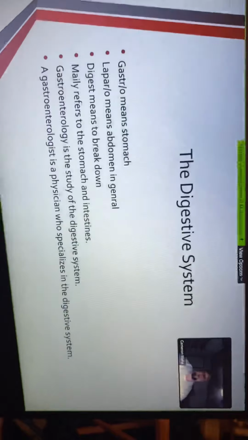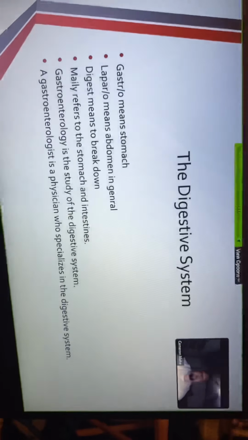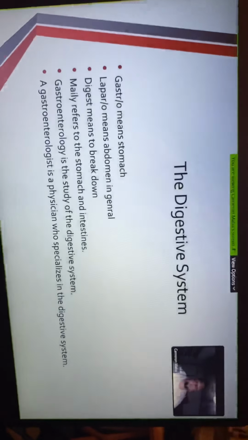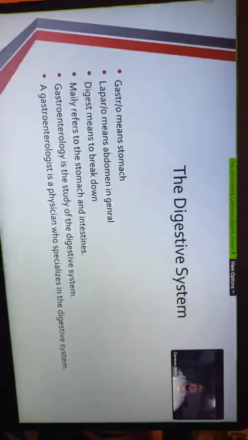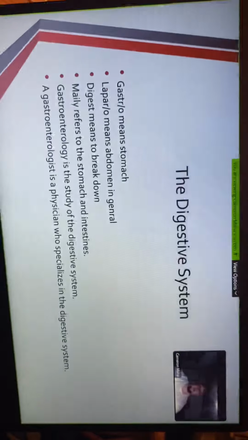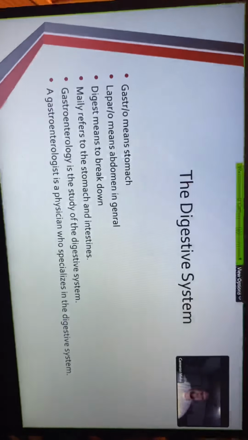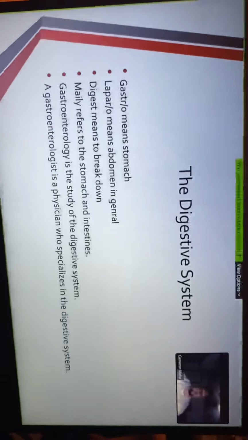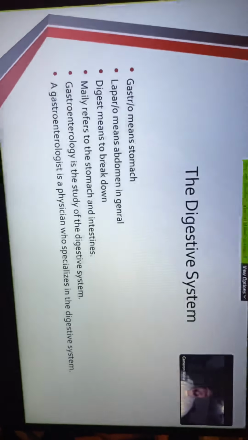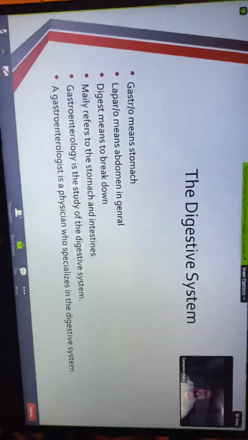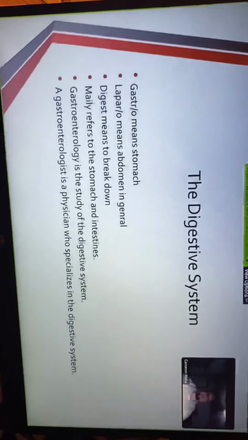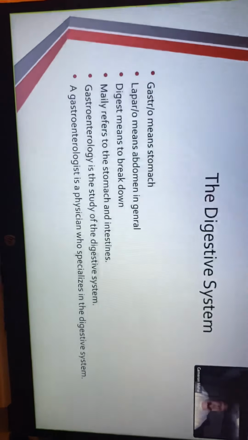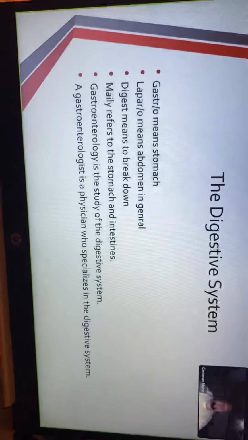So next, we're going to talk about some important information that we need to know about the digestive system. So the first 3 points I have here are some root words that we're going to be seeing throughout the digestive system. So it's important we know what they mean. So when we see it, we know what we're talking about. So the first one is gastro, and this means stomach. So when we see the root word gastro, we'll know they're talking about something associated with the stomach region or with the stomach in general.